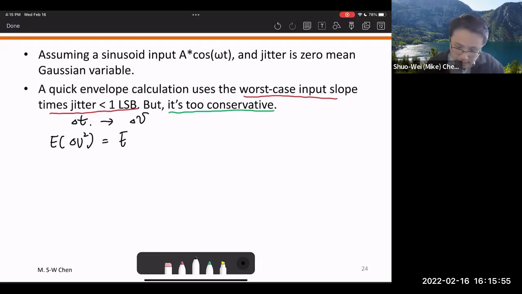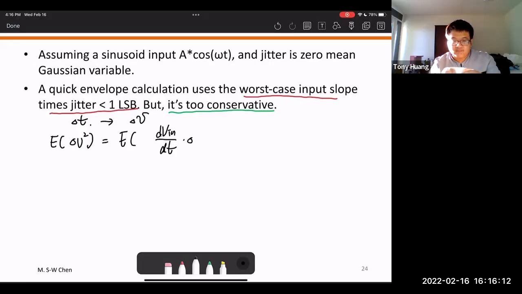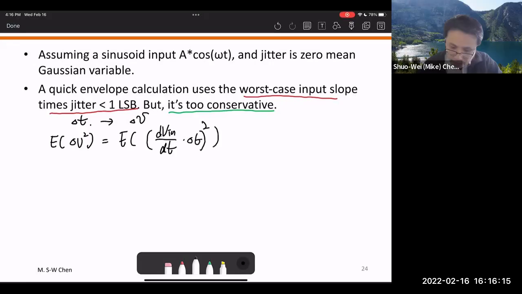Now, from the previous slides, we know what delta V is. Remember, we do this linear approximation: delta V is basically dV/dt, the derivative, times delta t, squared. So what is this? I have the derivative of the input times the clock jitter.